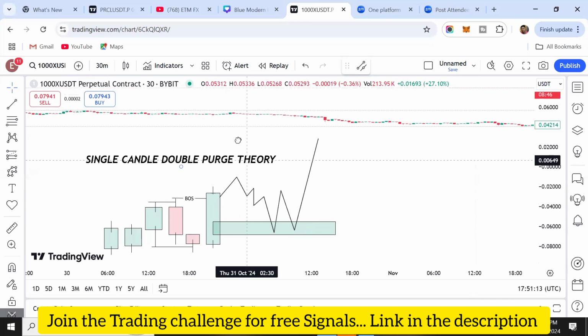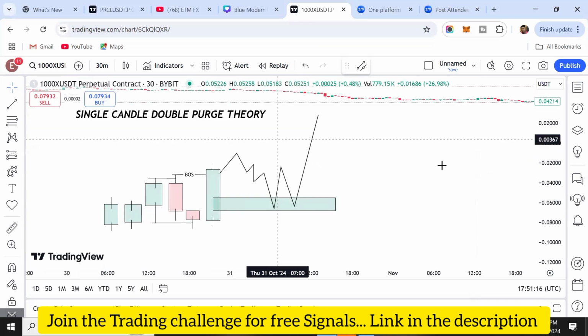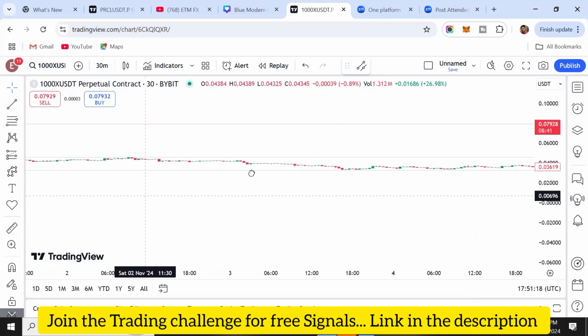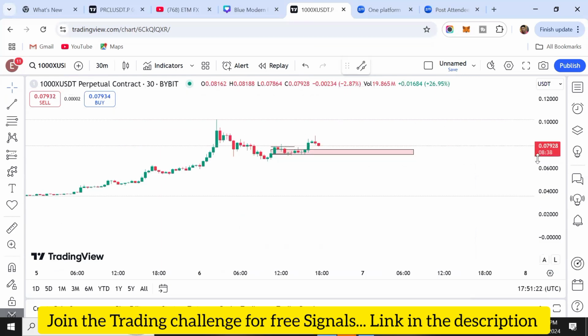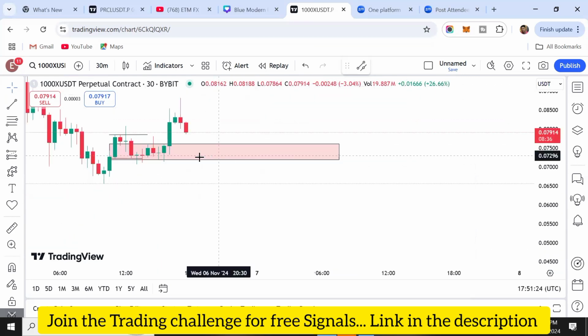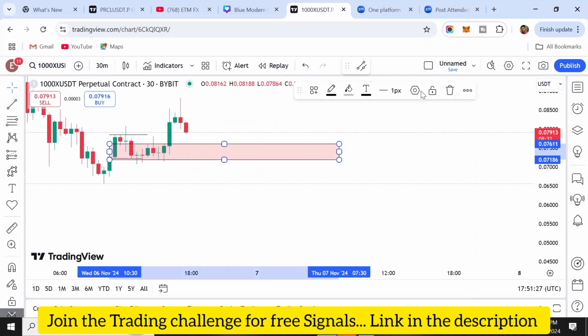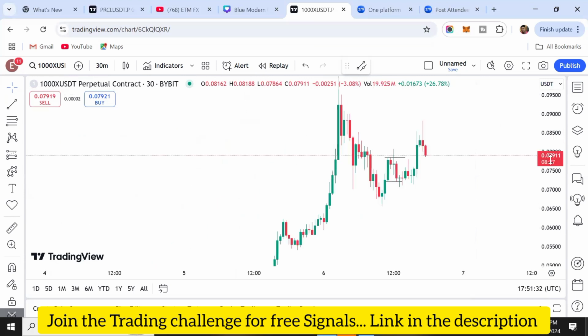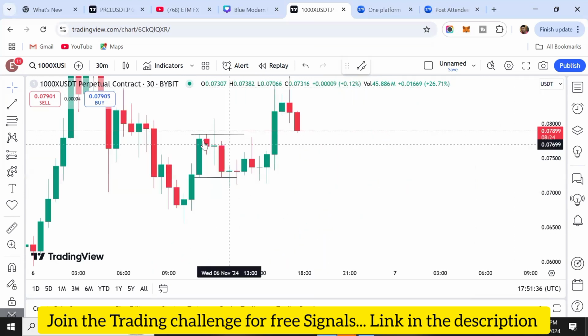So now I'm going to give you a live example. This is happening live. This is not backtested. And you see this? The high of this candle was swept out completely. And the low was actually taken out as well. Now, zone refinement.